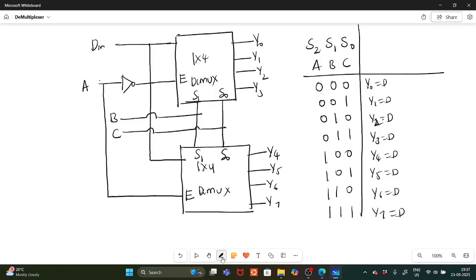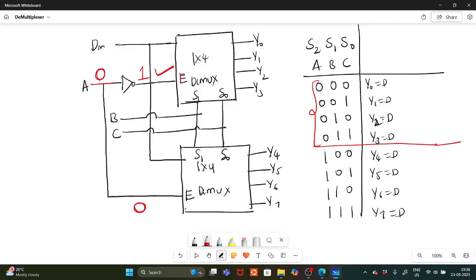Okay. So if you divide, see here, this A is there, no? This decides what outputs you need to get. When A equal to 0, this becomes 1 and this becomes 0. So when A equal to 0, this DeMux will be in active state. Why? Because it is given to the enable pin.